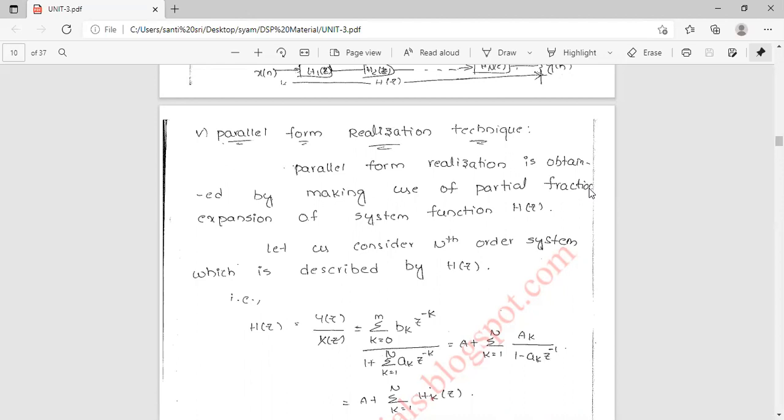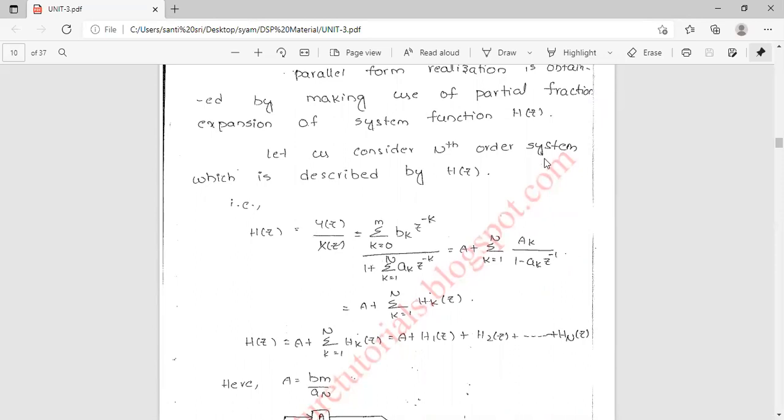Let us consider an mth order system which is described by H object, that is H object equal to Y object by X object, that is sigma k equal to 0 to m dk into z power minus k, over 1 plus sigma k equal to 1 to m ak into z power minus k, which can be written as equal to a plus sigma k equal to 1 to n ak by 1 minus ak into z power minus 1. Okay, this is Hk of z.